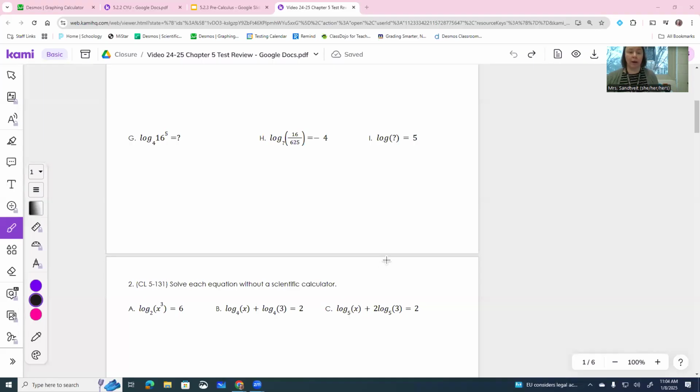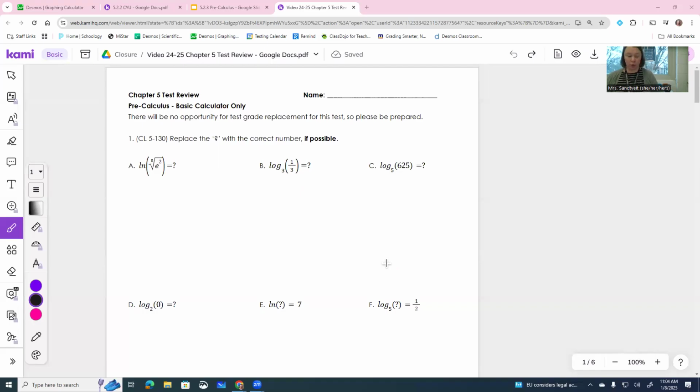Hello, pre-calculus students. I am going to talk about the Chapter 5 test review or closure. I'm going to go over the problems. So for these first ones, we are given expressions in logarithmic form. So I am going to rewrite them in exponential form.